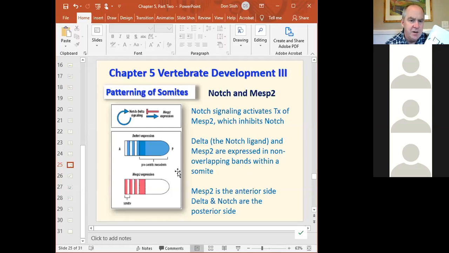And you can kind of see that here in the figure. In the top one, they're showing you just the delta expression, which correlates with the notch expression. And in the bottom one, they're showing you MSP. So you can see this kind of striped pattern where you've got MSP at the anterior side and nothing here, but that's where your notch and delta are. So anterior posterior patterning within a somite is because of notch delta versus MSP.